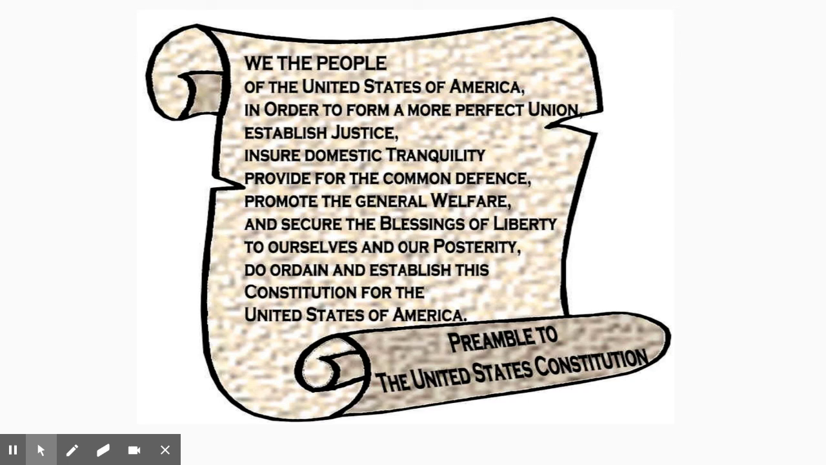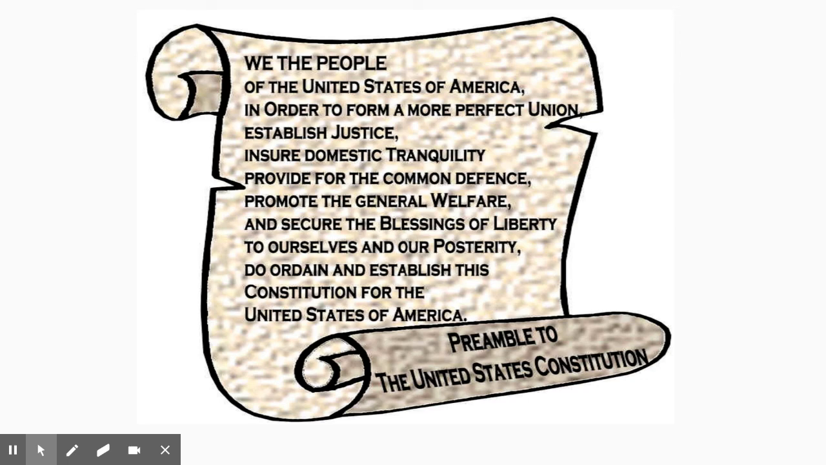Ensure domestic tranquility. Domestic means home, tranquility means peace. Think about the Articles of Confederation time. When did we not have peace at home? A direct reference to events like Shays' Rebellion, right? This new government is going to provide for peace at home and prevent things like that from happening. Provide for the common defense. Obviously, this new government was going to have a military. That was something that was lacking under the Articles of Confederation system.